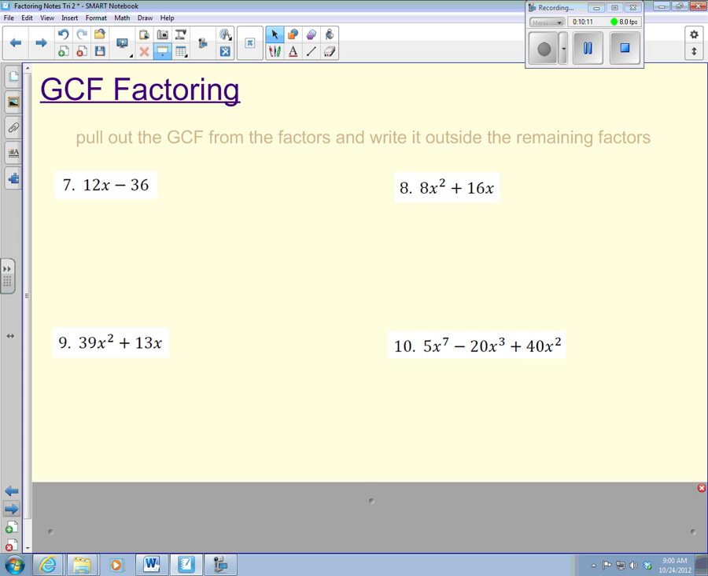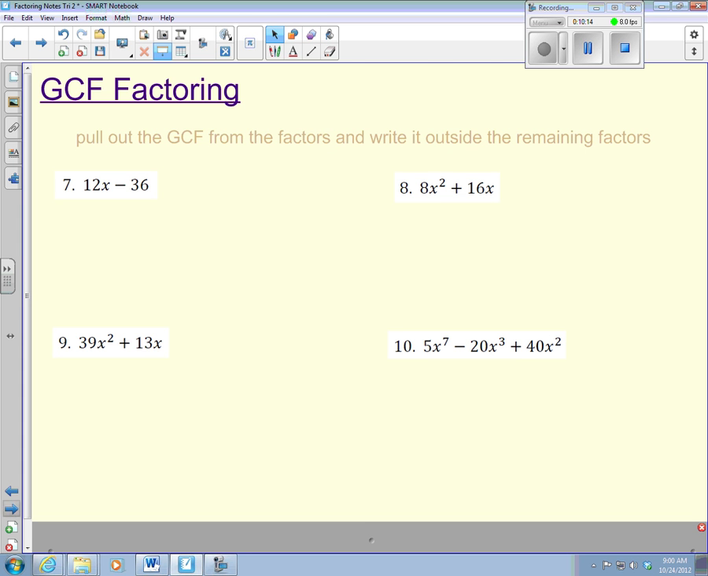Well, let's look at all four of them. When I look at 12x and 36, these two terms here, what do they have in common? Well, 2, but there's bigger numbers. I think they both have a common factor of 12. Then you're going to put a set of parentheses here, and we have two terms, so there's going to be two terms inside here. In other words, what do I multiply by 12 to get the 12x? Well, that's easy. It's an x. And what do I multiply by 12 to get the negative 36? That's negative 3. Another way to do it is divide every term by 12, because that's basically what you're pulling out. 12 divided by 12 is 1x, and then 36 divided by 12 is 3.